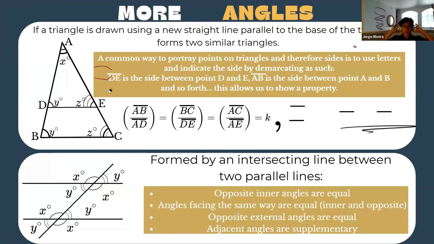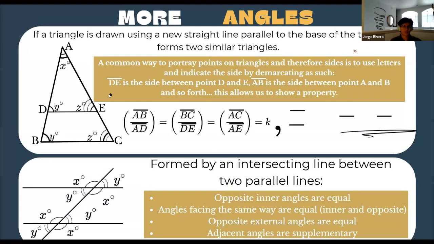All right. So a triangle is drawn. If a triangle is drawn using a new straight line parallel to the base of the triangle, it also forms two similar triangles, right? A common way to portray points on triangles and therefore sides is to use letters to indicate the side. In order to demarcate that we are talking about the side, we just put a little line over it. So if it's DE, that means it's the line between D and E. AB is the side between the point A and B, and so on and so forth, right? This allows us to show its properties.